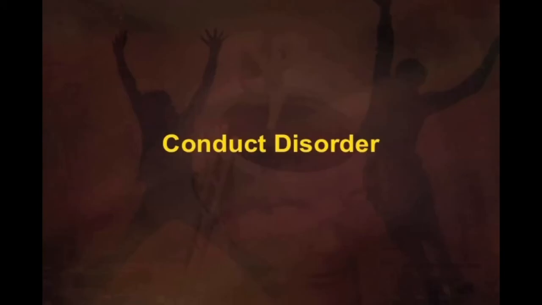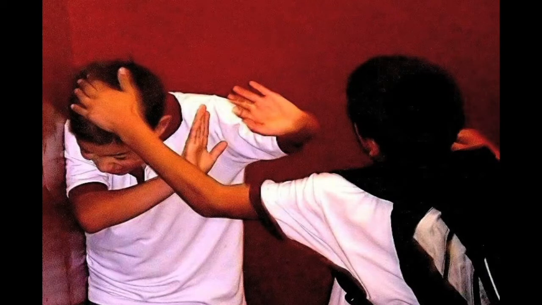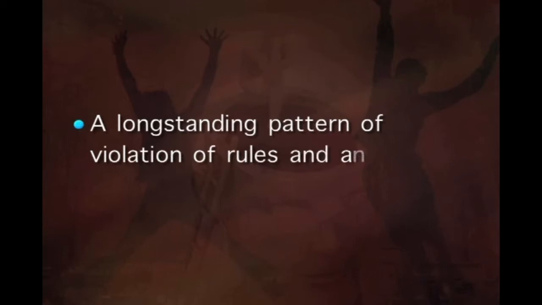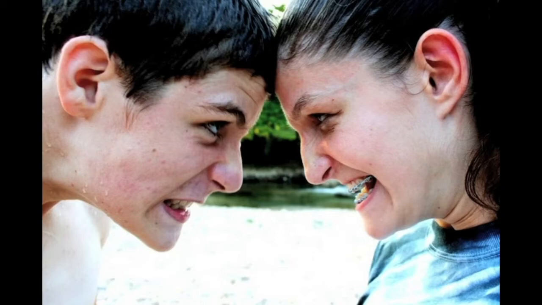Hello students, today we are discussing conduct disorder, which is a very prominent disorder in children and adolescents. We have come across a number of behavioral problems which exist among children and adolescents. One such prominent behavioral problem is conduct disorder. It is a psychiatric syndrome characterized by a long standing pattern of violation of rules and antisocial behavior. This disorder generally occurs in childhood and adolescence, but the incidence increases from childhood to adolescence.